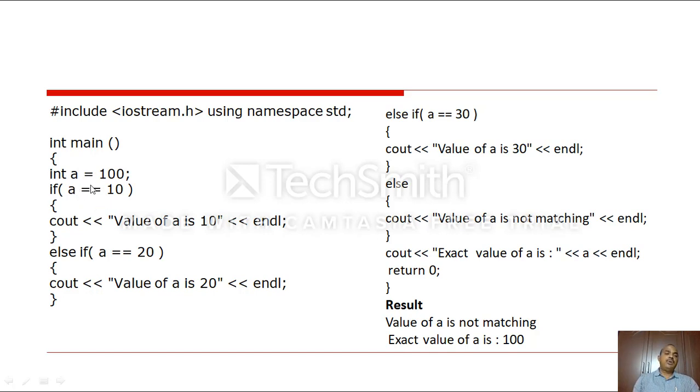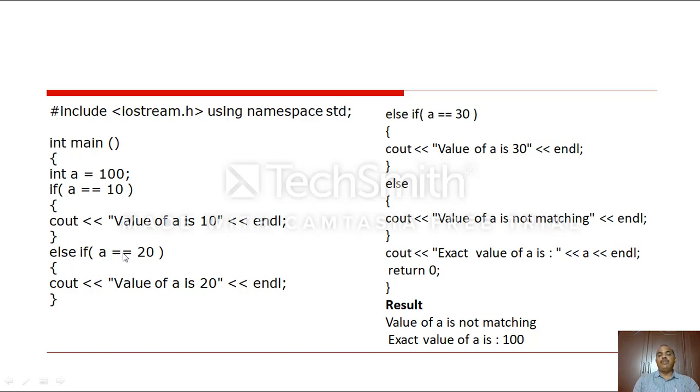Whether the two given operands are equal or not, whether the two cities are equal or not, whether the two persons' ages are equal or not. It can compare. That's why this is called a conditional operator, or comparison operator, or relational operator. Okay, if a double equal to 10, is it true? No. The control goes to the else part.